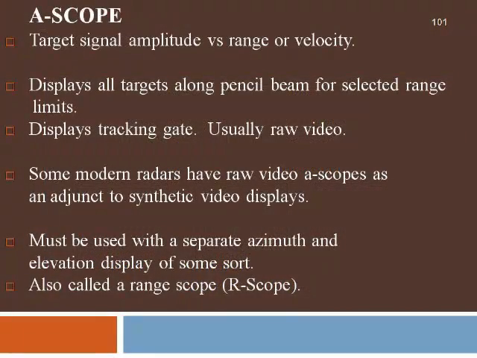What is this A scope? It's the target signal amplitude versus range or velocity. It displays all targets along the pencil beam for selected range limits. It displays the tracking gate, usually the raw video. Some modern radars have raw video A scopes as an adjunct to the synthetic video displays. It must be used with a separate azimuth and elevation display of some sort. Some people also call it the R scope or range scope.